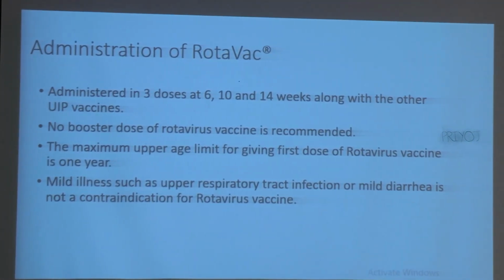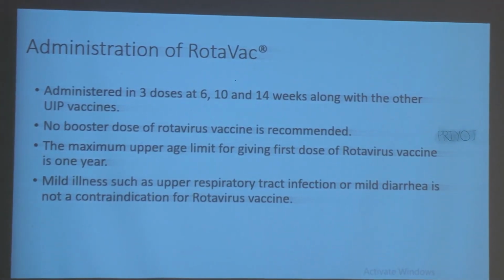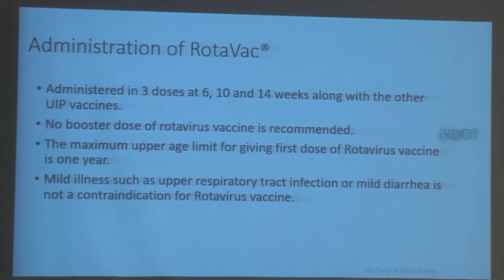How it is administered, I already told you: 3 doses, at 6, 10 and 14 weeks along with the other UIP vaccines. So at 6, 10 and 14 weeks multiple vaccines are given. Correct? I will ask you the name. No booster dose of the rotavirus vaccine, Rotavac, is recommended. The maximum upper age limit for giving the first dose is 1 year. Mild illness such as UTI or mild diarrhea may appear.